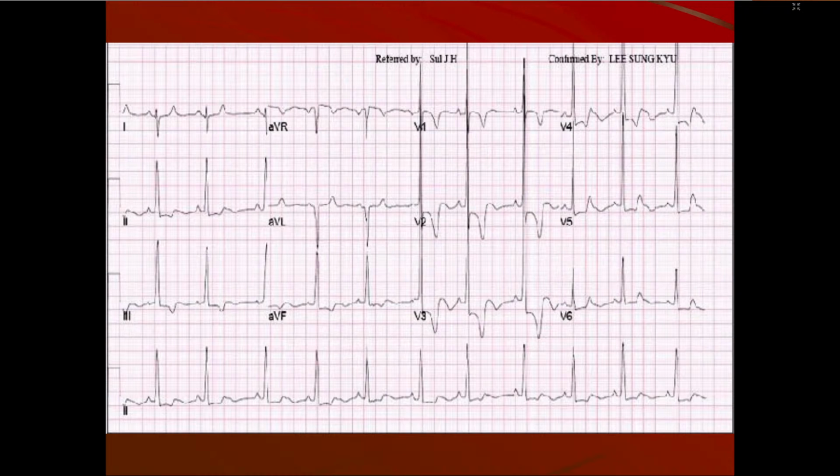So everything is fine. Now you look at this ECG. Okay. So lead 1 is negative.